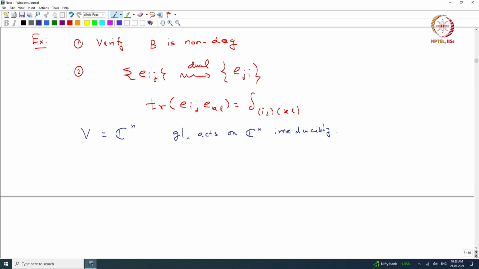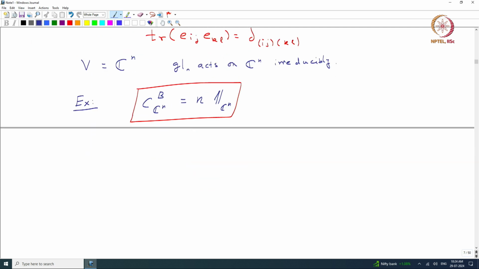Okay. So, I will leave it to you to check that if we take this Casimir element with respect to this trace form on this representation C^n, this is going to be n times identity on C^n. Okay. So, this is what we get. We already know from Schur's lemma this must act as a scalar, so it is not that hard to prove that this is indeed the identity.